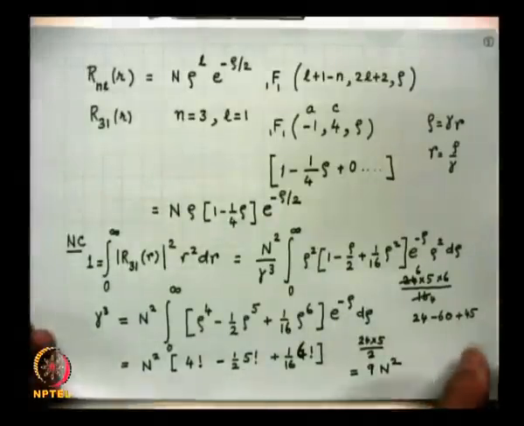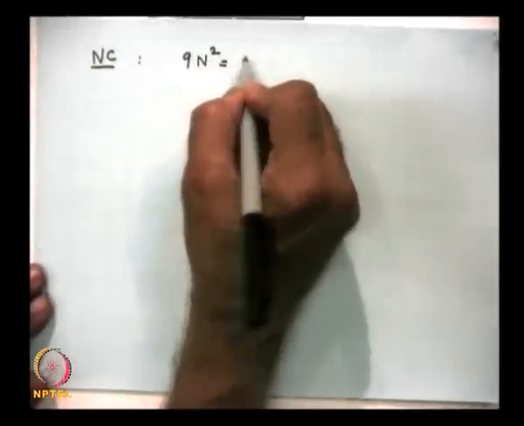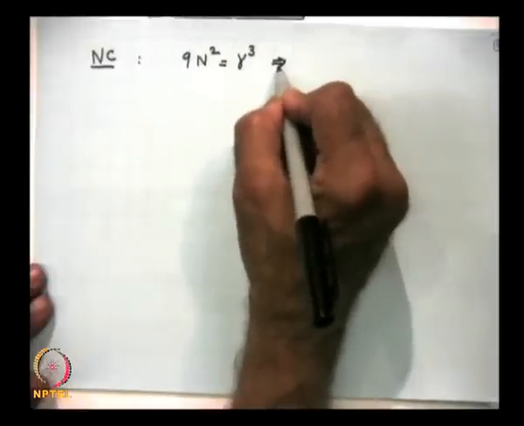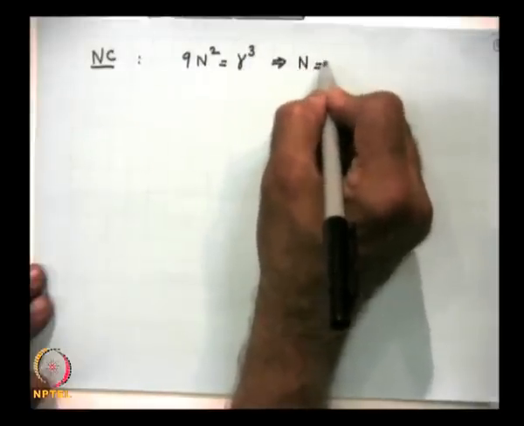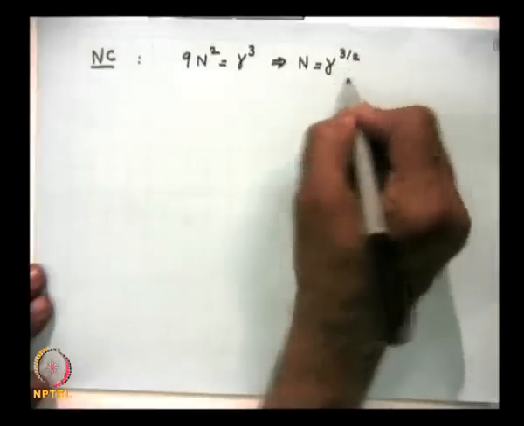So, therefore, the normalization condition will lead to 9 N square is equal to gamma to the power of 3. So, this leads us to N is equal to gamma raised to the power of 3 by 2 divided by 3.